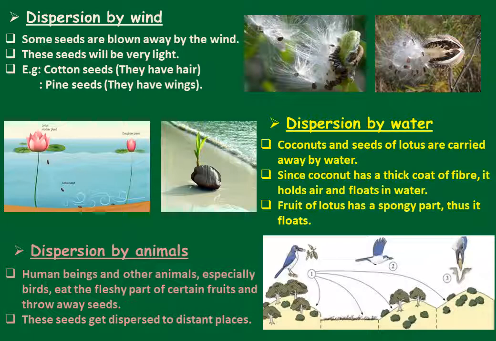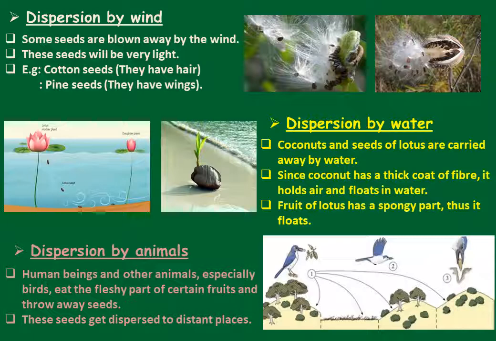Now let's see one by one in detail. How does dispersion by wind happen? Some seeds will be very light, they will not have any weight. So, these can be easily taken away by the wind. For example, cotton seed. Look at the first picture. That is an example of cotton seed. It will just float in the air and the wind will take it to different places, and once it reaches the soil, it will grow from there. That is dispersion by wind.